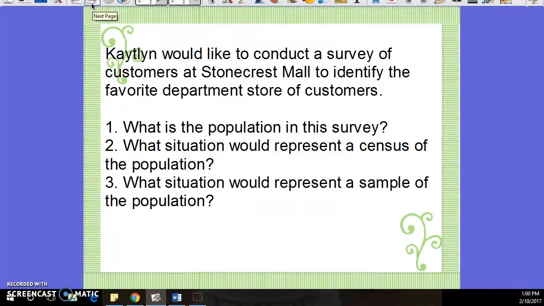So Caitlin would like to conduct a survey of customers at Stonecrest Mall to identify the favorite department store of customers. What is the population of the survey? That would be customers at Stonecrest Mall. So those are the people that she's interested in learning about. To represent a census, she would have to interview or survey all customers at Stonecrest Mall, and a sample would be randomly selecting a specific number of customers.